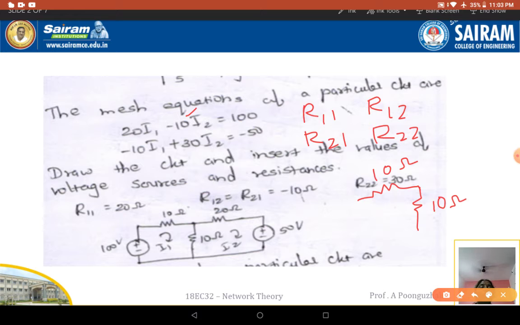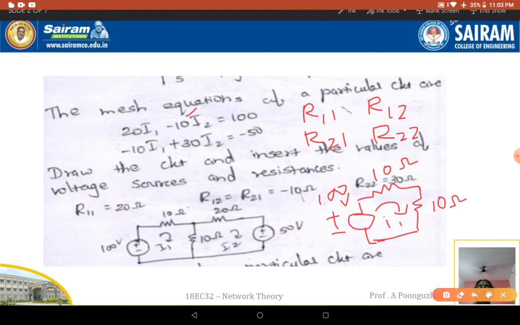So the total resistance in the first loop is 20, and the voltage source is 100. Since it is equal to plus 100, this should be plus and this is minus. If you are not confident with the polarities, write it down, then afterwards write the KVL equations and see whether the equation you have formed is correct or not. So this is your I1 current.